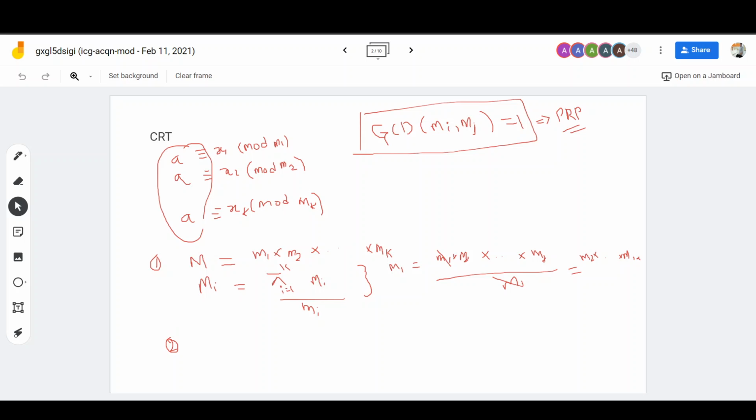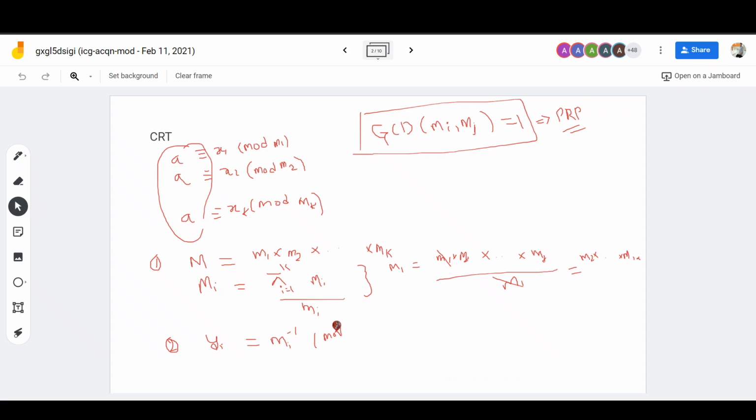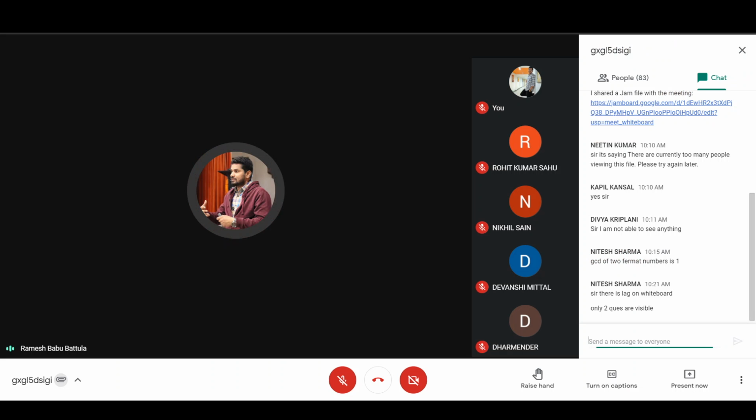you have to find the yi value. How will we find the yi value? It is the corresponding Mi inverse mod small mi. This is a small mi, this is a capital Mi. Here we are finding the multiplicative inverse value with respect to this one. So likewise, you need to find y1, y2 and so on, up to yk.